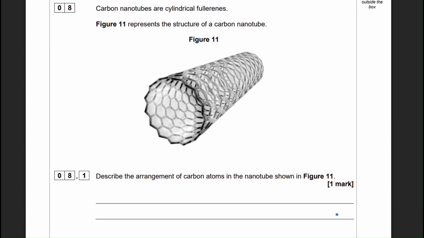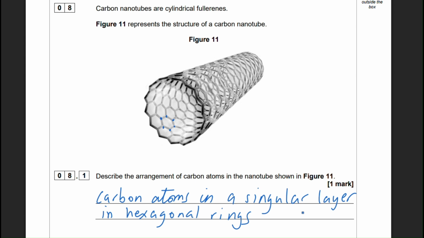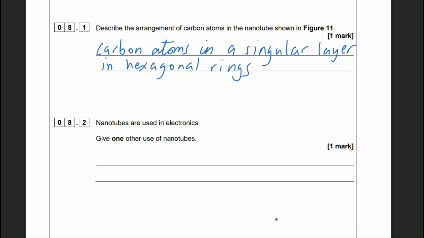Okay, moving on to question 8. This is on nanotubes. Describe the arrangement of carbon atoms in the nanotube shown. Each of these corners is a carbon atom. So it's a single layer of carbon atoms where each carbon is arranged in hexagons. I'm just going to write that now: carbon atoms in a single layer in hexagonal rings.